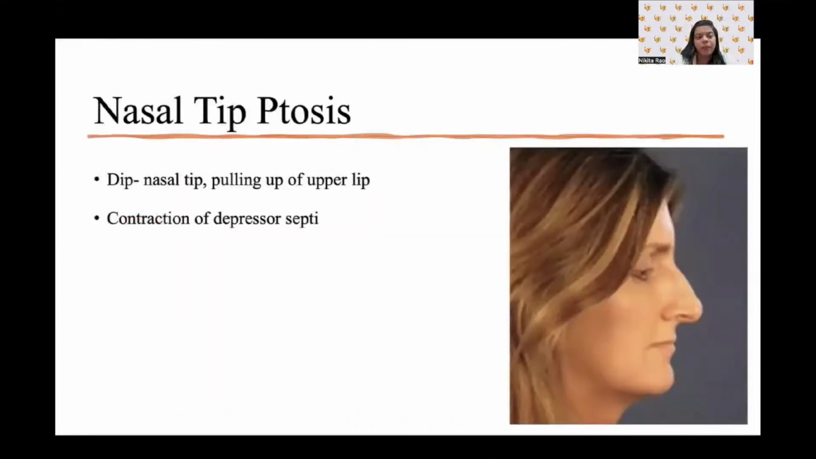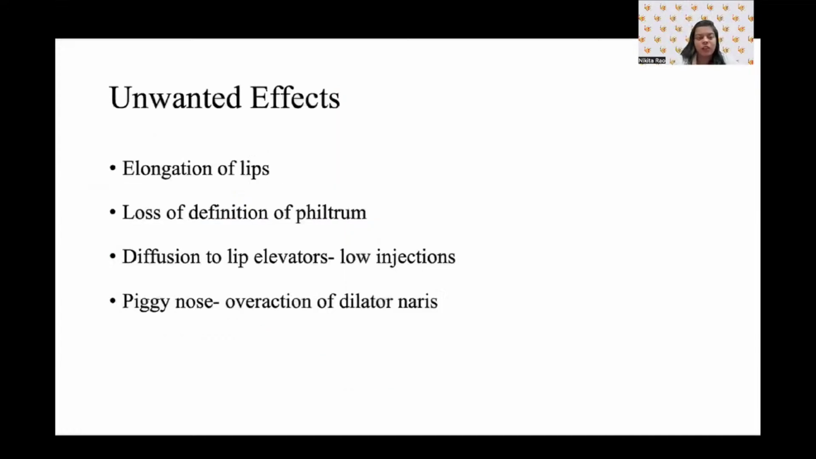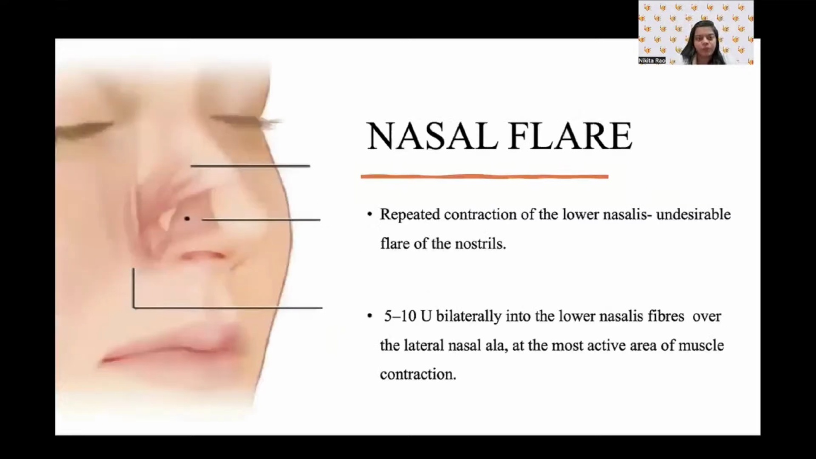Then nasal tip ptosis. So there will be a dip at the nasal tip, and pulling up of the upper lip can be seen. It occurs due to contraction of the depressor septi. For the injection technique, the patient is asked to pull the lips down. The first injection is given into the columella and the second injection just above the columella and lip junction. Unwanted effects can be elongation of the lips, loss of definition of the philtrum, diffusion to lip elevators due to low injections, then piggy nose due to overcorrection of the dilator nares can occur.